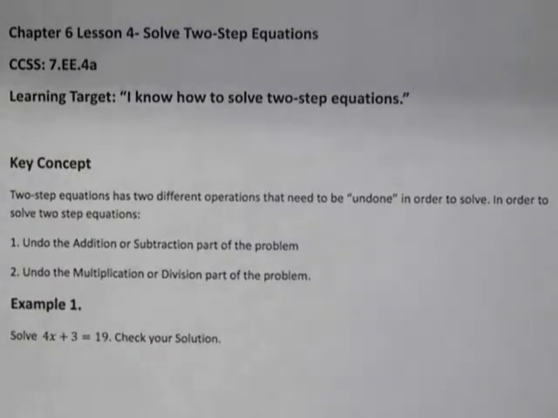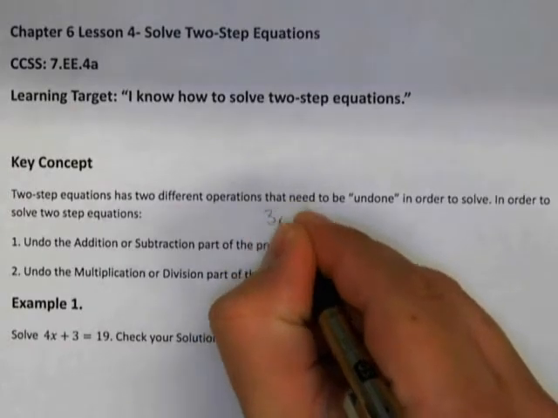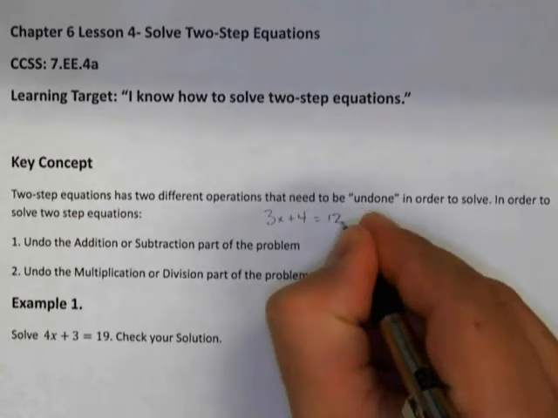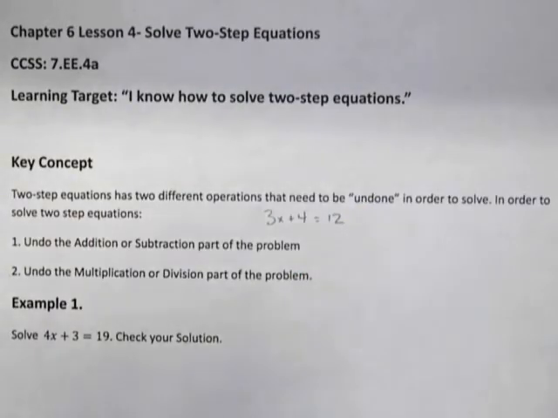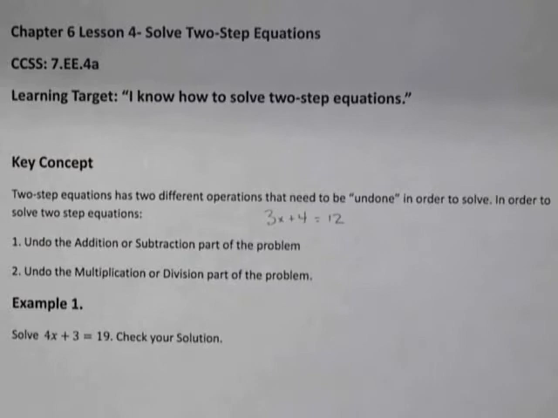So here's the key concept. Essentially, two-step equations have two different operations that need to be undone in order to solve. So what that is pretty much here is we have like 3x plus 4 equals 12. There's two different things that need to be done here. First, we need to get rid of the 4, and we need to get rid of the 3 to get x by itself. There's two different operations. It's going to take two different steps to solve these problems.